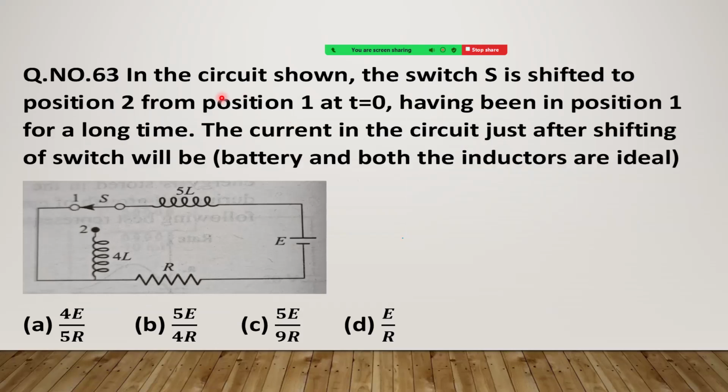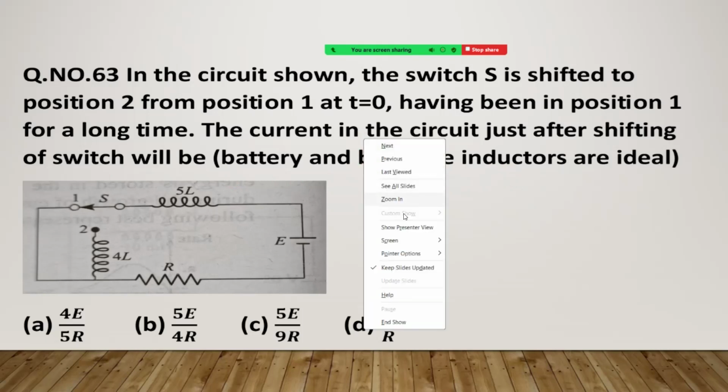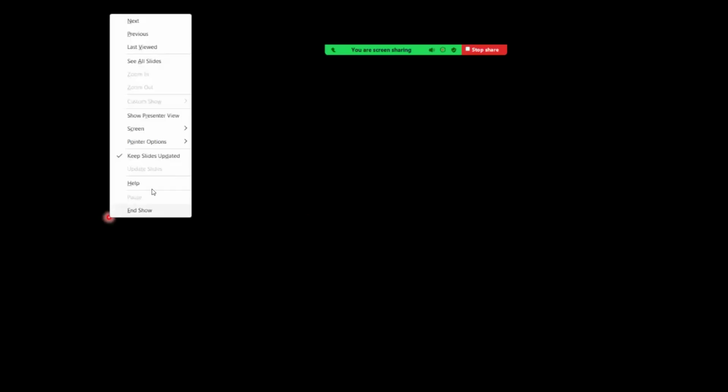See the question given. In the circuit shown, the switch S is shifted to position 2 from position 1 at t equal to 0, having been in position 1 for a long time. The condition is the switch was in position 1 for a long time. The current in the circuit just after shifting the switch will be. The condition is the battery and both inductors are ideal. Let us see how to start and what the key point is to start the problem.